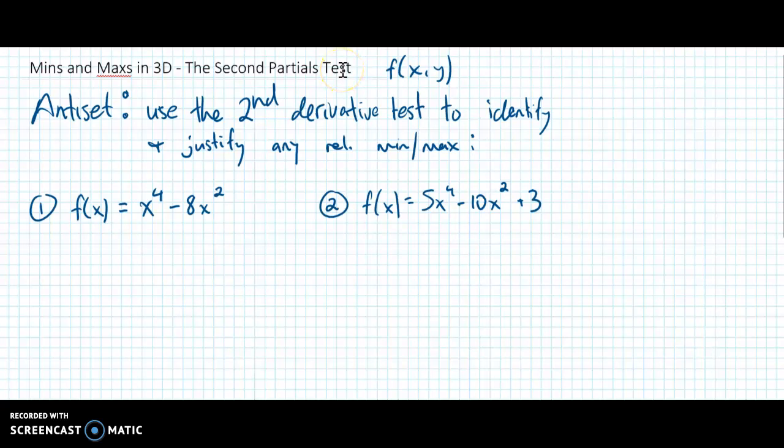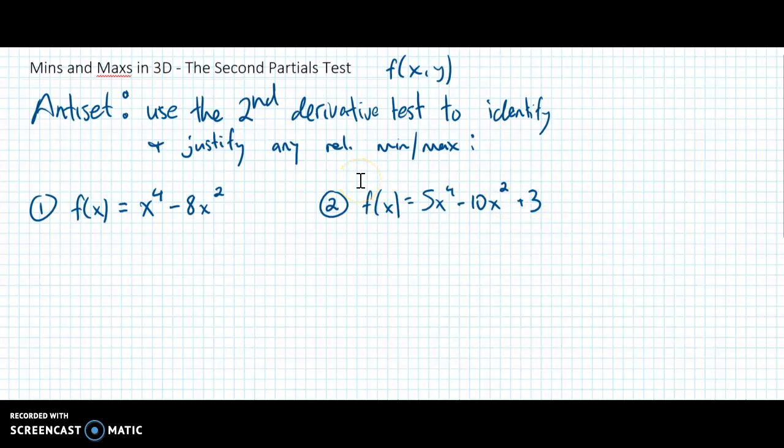So in order to get ready to do this, we are going to do 2 problems right here. I want you to identify and justify any relative minimum and maximum, the x coordinates for those, using the second derivative test. So I've got 2 problems here, this one and this one. If you don't remember the second derivative test, then you can listen to me do the work for the first one, and then you could try the second one.